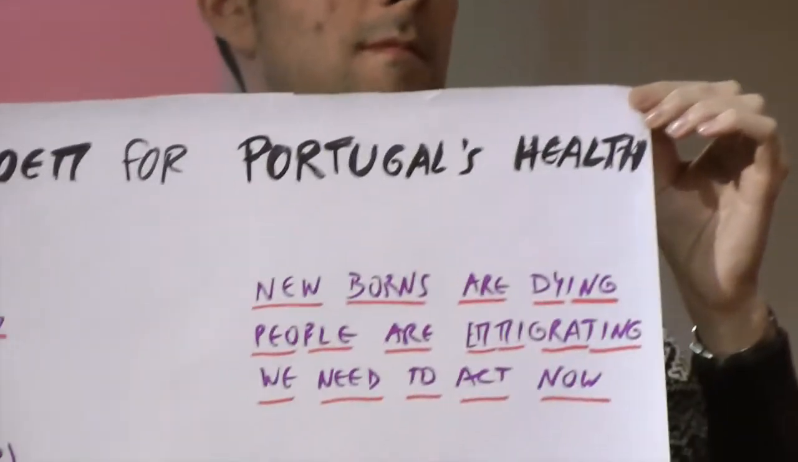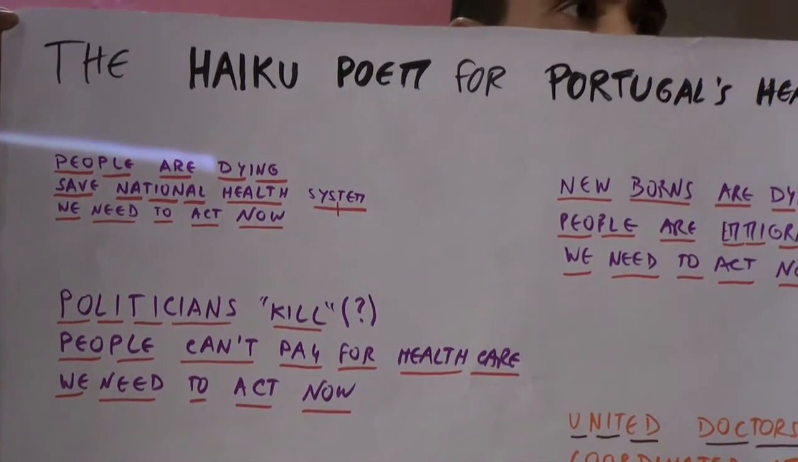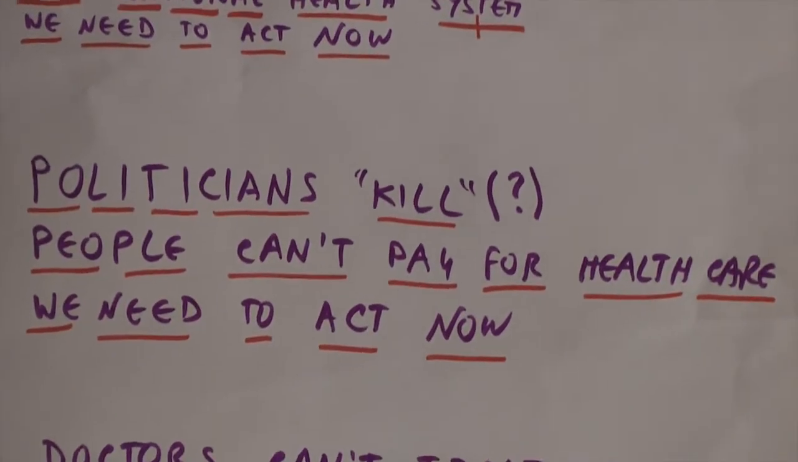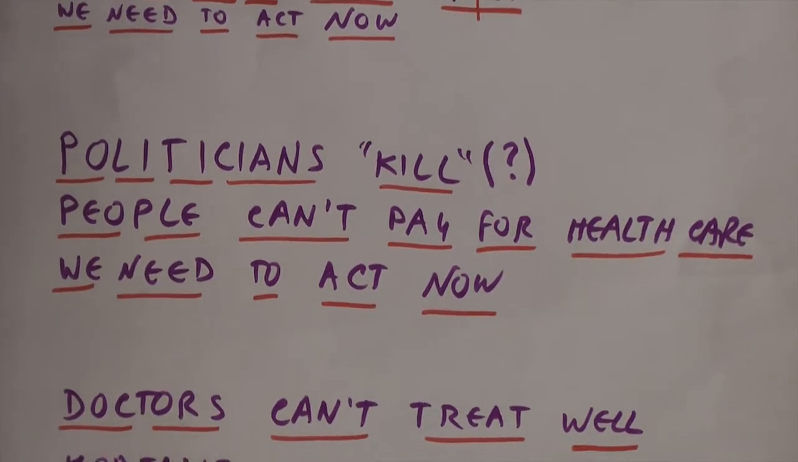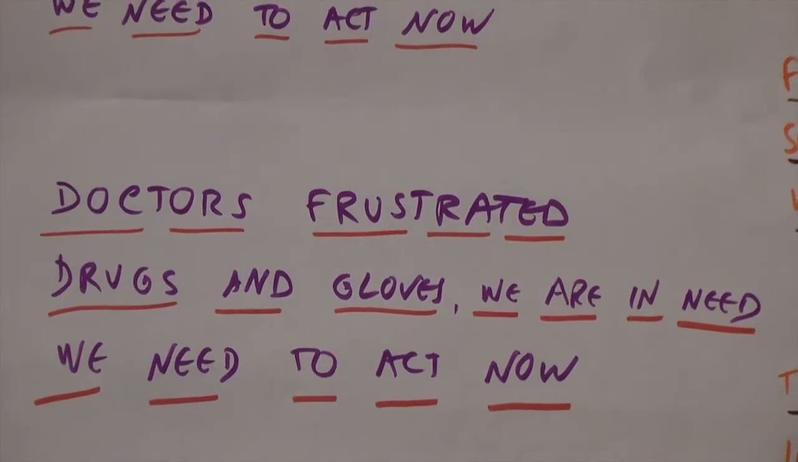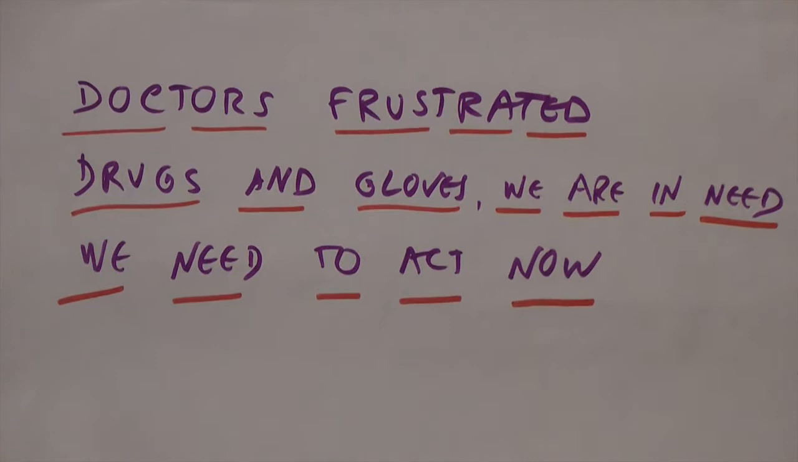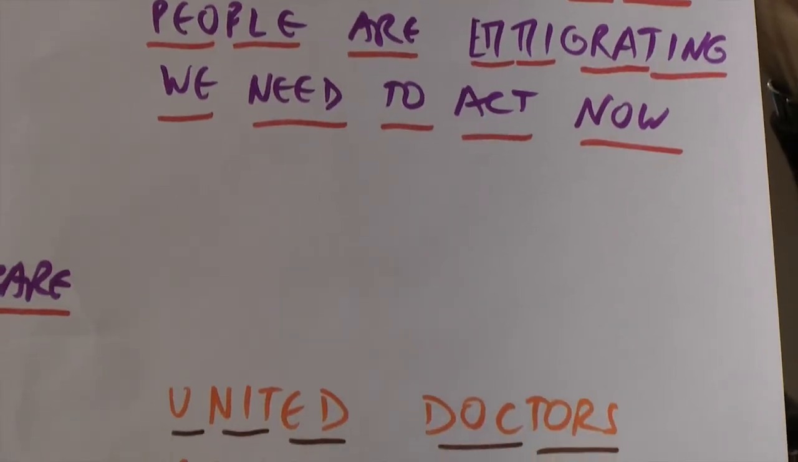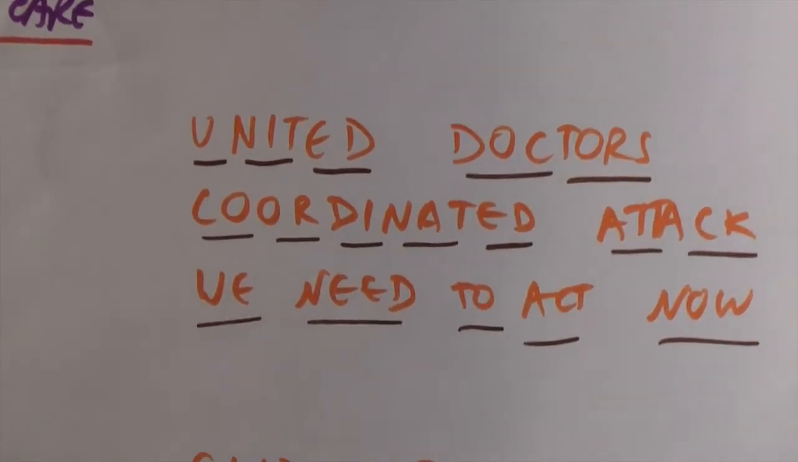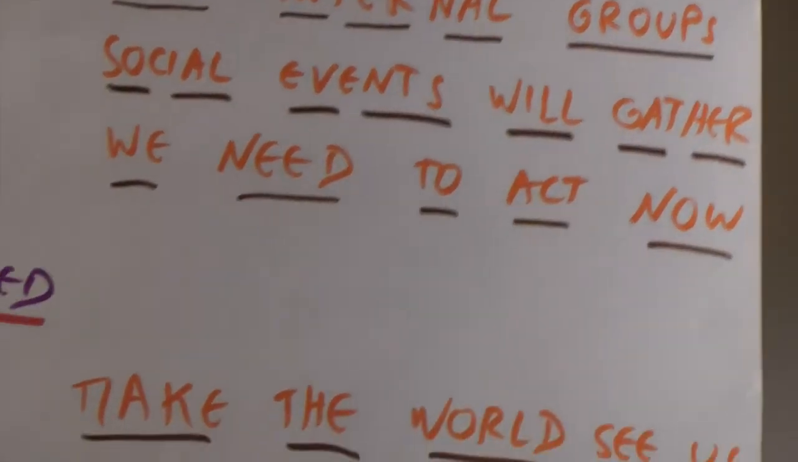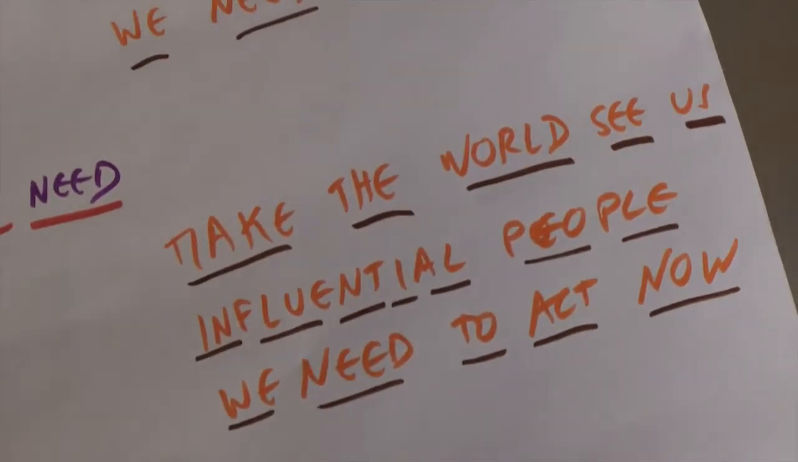People are dying, save the national health system. We need to act now. Politicians kill, people can't pay for healthcare. We need to act now. Doctors can't treat well, mortality increasing. We need to act now. Doctors frustrated, drugs and gloves, we are in need. We need to act now. Newborns are dying, people are emigrating. We need to act now. United doctors, coordinated attack. We need to act now. Find internal groups, social events will gather. We need to act now. Make the world see us, influential people. We need to act now.